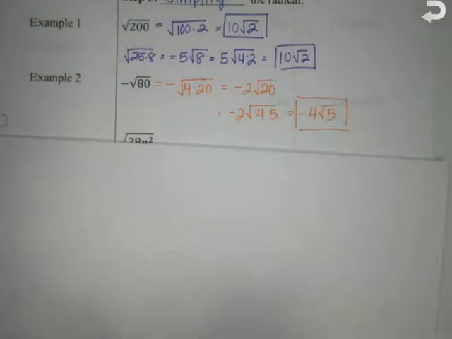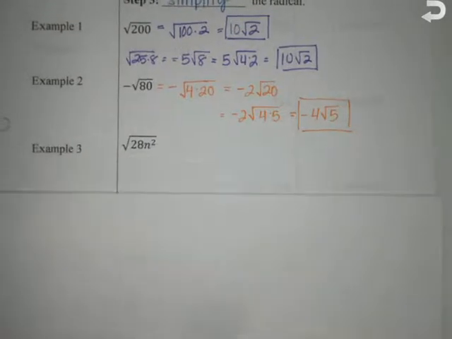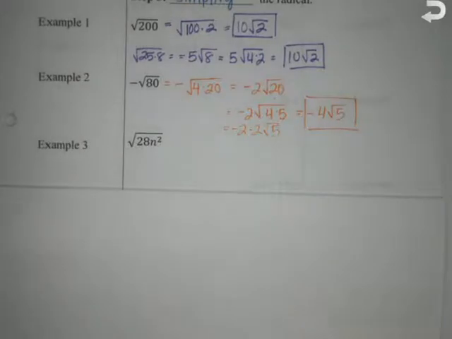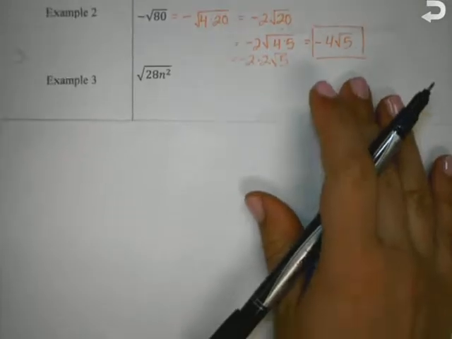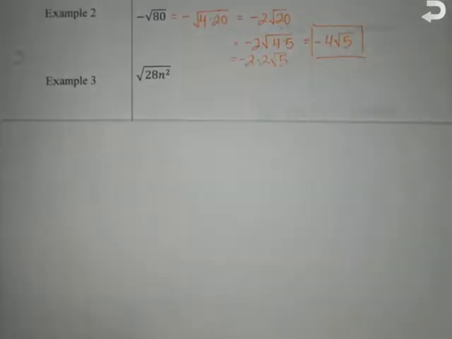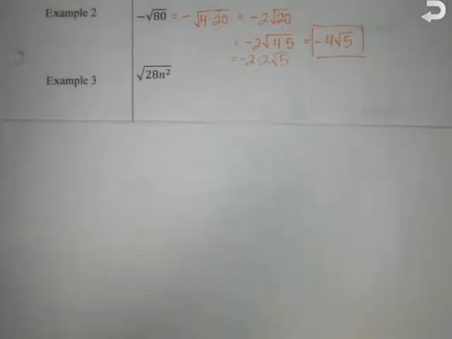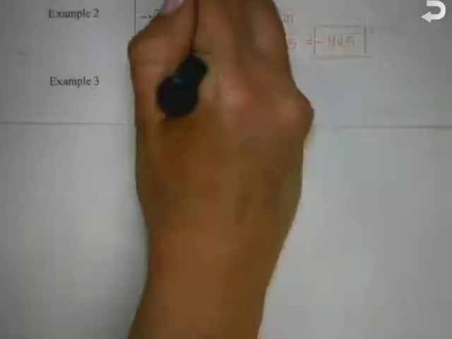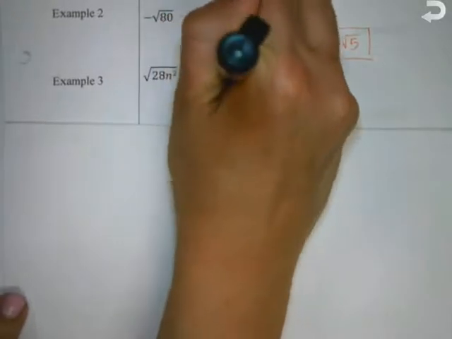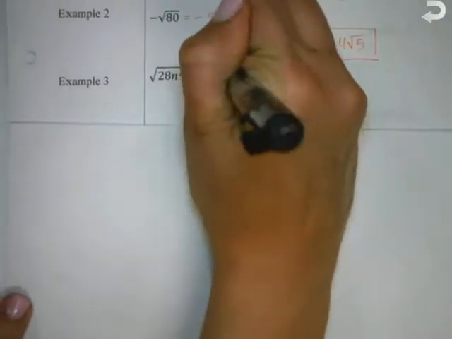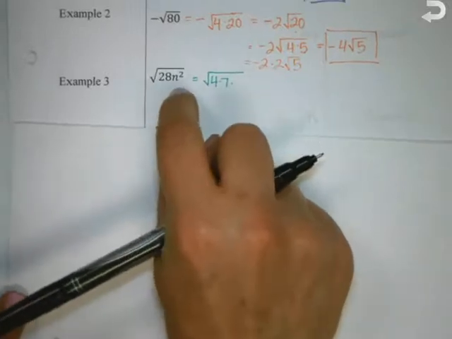Yeah? Okay, example 3. This is something we have not seen yet. There's a variable inside the root. First of all, let's see if we can break down 28. Can you break down 28 using a perfect square? 4 and 7. So this would be the square root of 4 times 7 times n squared.